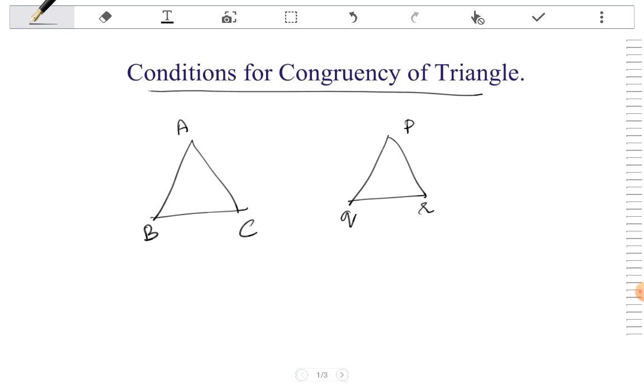That is, there are 3 sides and 3 angles. That is, all their 6 parts are equal. We can tell they are congruent. And this is the symbol for congruency. And to prove that the given triangles are congruent, we only have to look at any 3 parts. And that we will be discussing in today's topic, conditions for congruency of triangles.